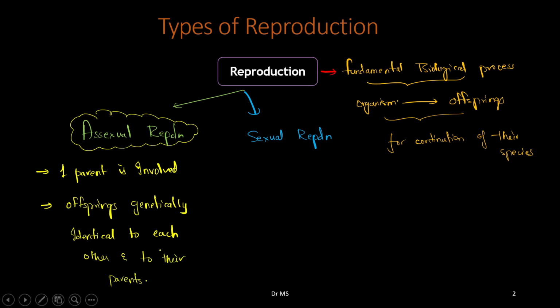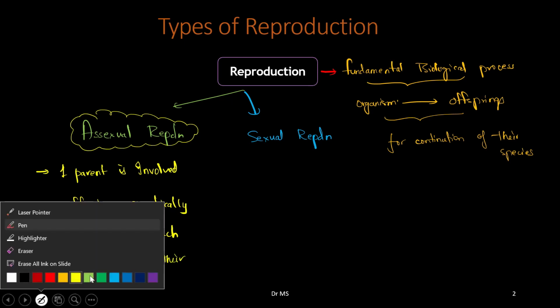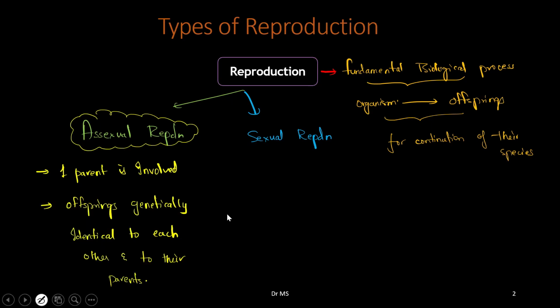Is this clear? Whereas sexual reproduction involves gametes from two parents. The two parents produce two gametes, and those two gametes fuse and result in the formation of a zygote. From that zygote, a new organism is produced. That we call sexual reproduction. So here, two parents are involved. Second thing, whatever offsprings are produced, they are genetically unique.